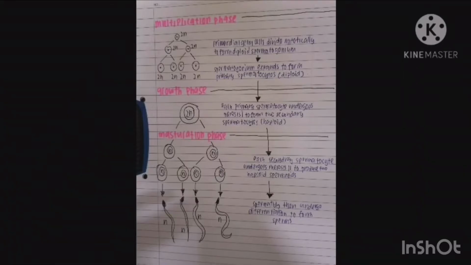Each primary spermatocyte undergoes meiosis I to form 2 secondary spermatocytes, which are haploid. After that, the maturation phase. Each secondary spermatocyte undergoes meiosis II to produce 2 haploid spermatids. Then, spermatids undergo differentiation to form sperms.